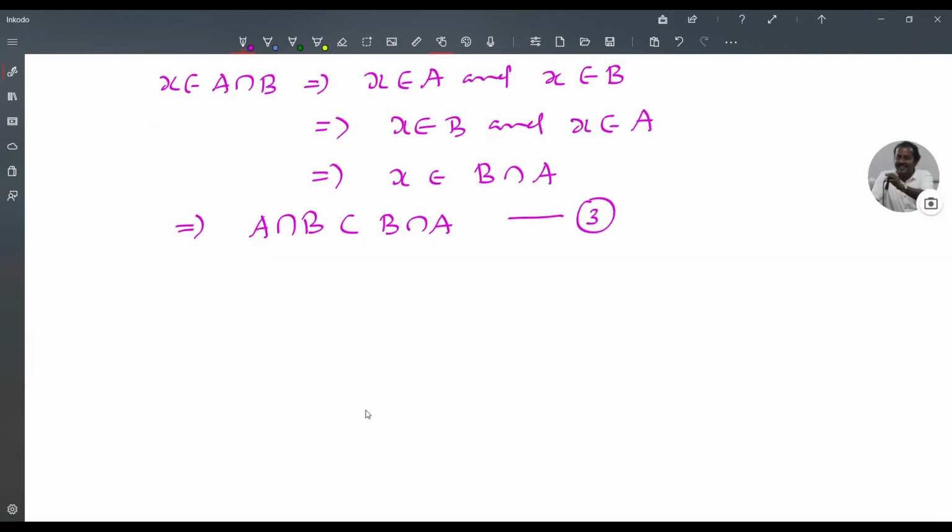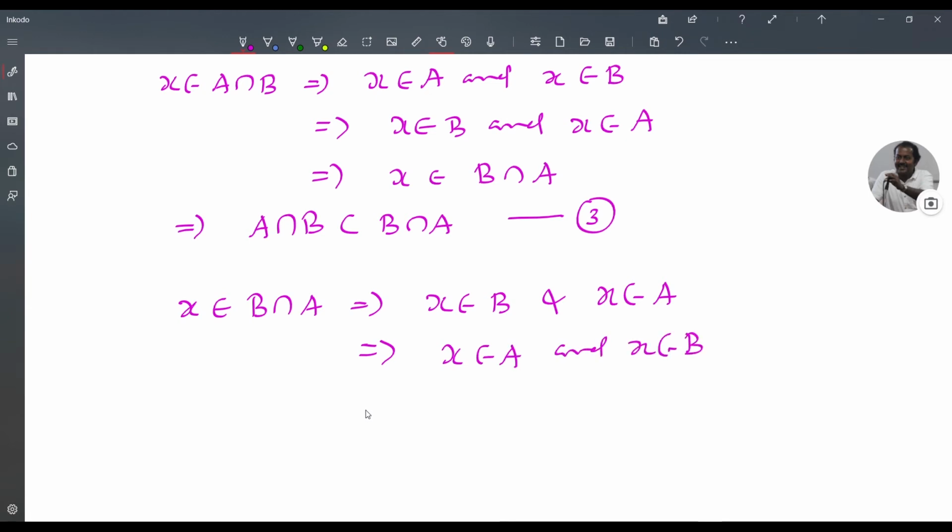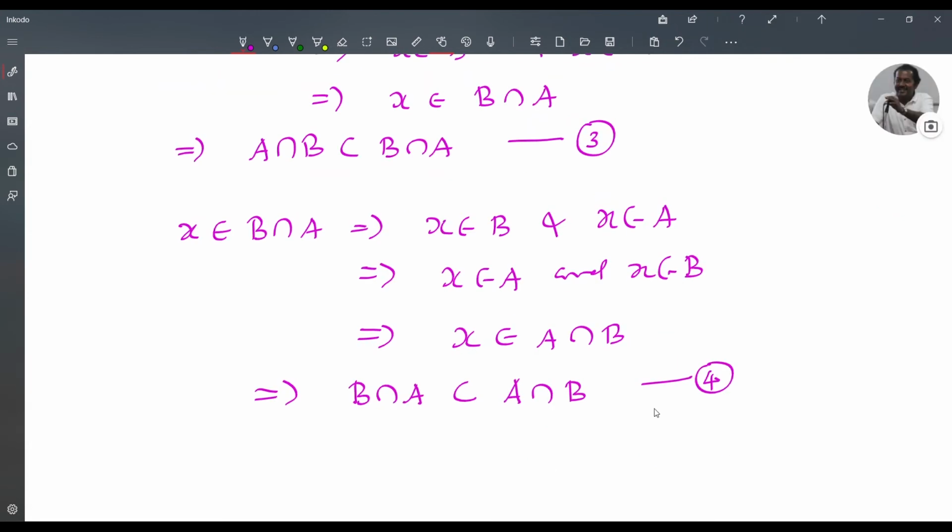And x belongs to B intersection A implies x belongs to B and x belongs to A. So this implies x belongs to A and x belongs to B. So this implies x belongs to A intersection B. So this implies B intersection A is contained in A intersection B. So this is 4. So from 3 and 4, A intersection B equal to B intersection A.